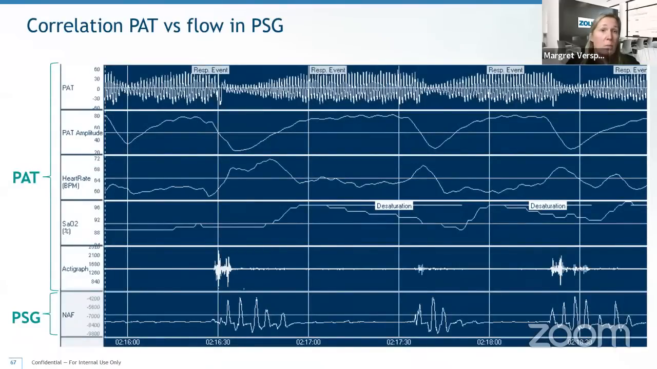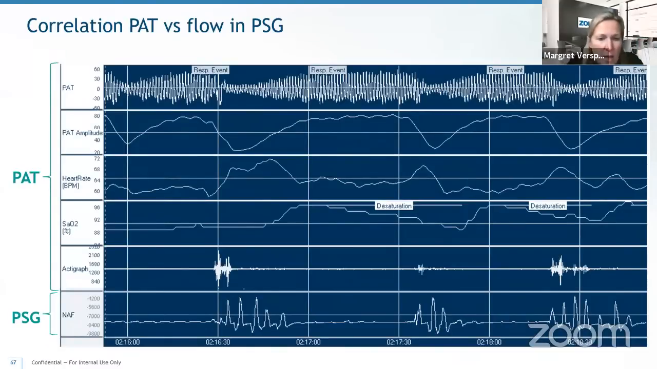What's the correlation with PAT versus flow-based devices? So what we see here is the raw PAT signal, the PAT amplitude, the heart rate and the oxygen saturation. Yes, this is the actigraphy. And this is the NAV, the flow from the PSG. So there was a PSG simultaneous with the WatchPAT.